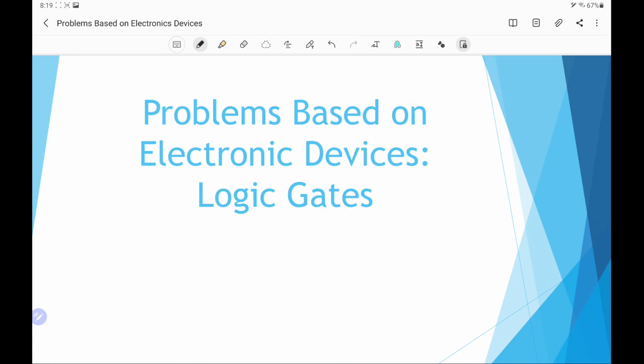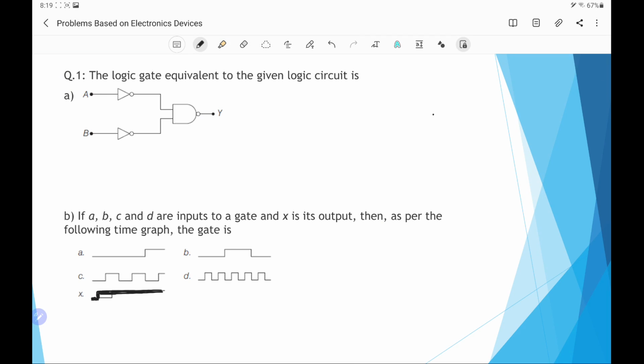Let's do some problems on logic gates in electronic devices. First question: the logic gate equivalent to the given logic circuit is? In the given logic circuit, there are two inputs A and B, and these two inputs are given to the NOT gate. The NOT gate output is the complement of the input, that is, it will be A bar and B bar.